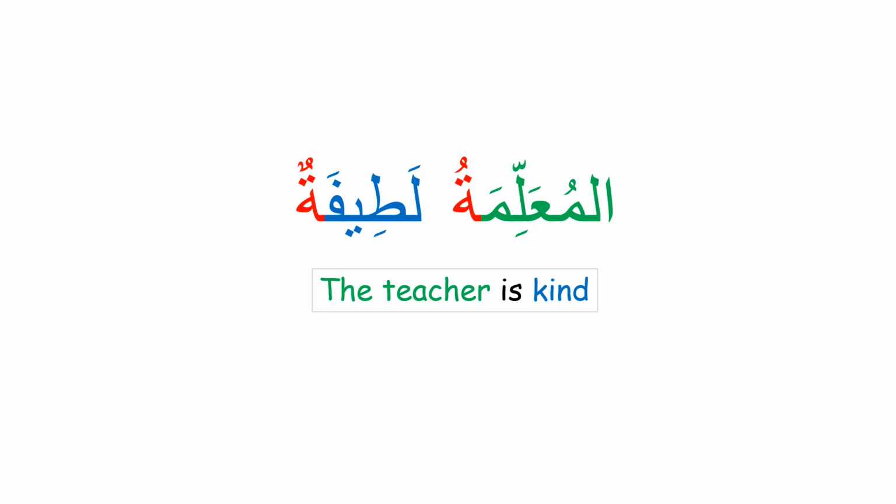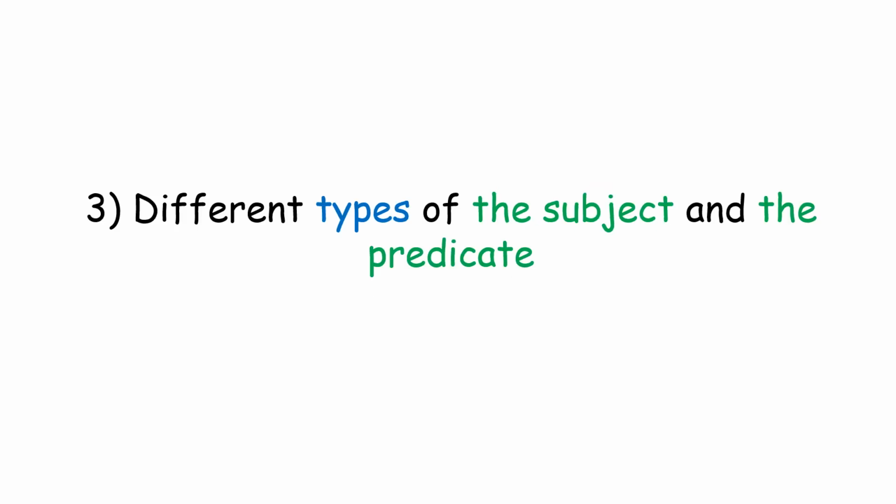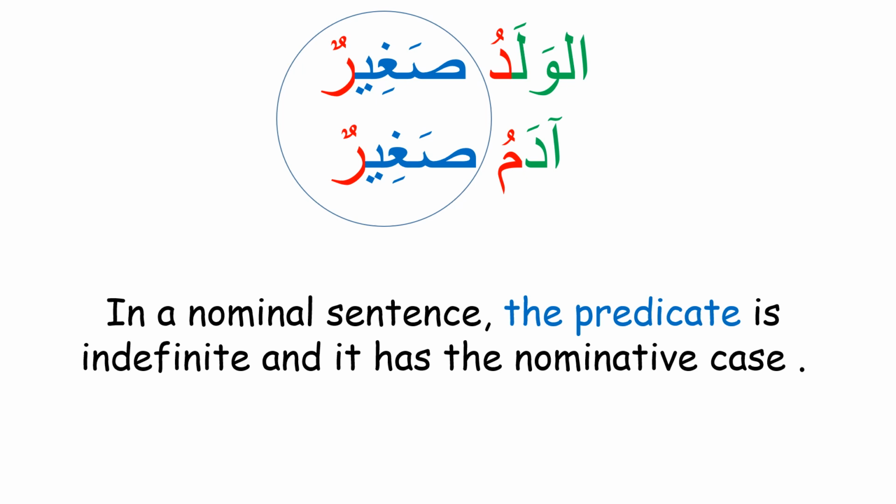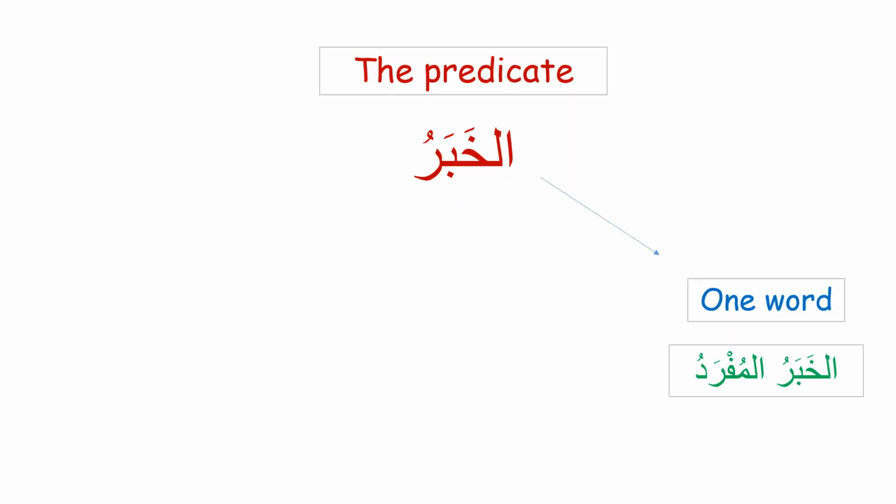Now on to the last section of this lesson, which is all about the different types of the subject and the predicate. Let's begin with the predicate. In a nominal sentence, the predicate, i.e. الخبر, is indefinite and it has the nominative case. And the only option we have seen so far is when الخبر consists of one single word. We do call it in Arabic الخبر المفرد. Again, الخبر المفرد.